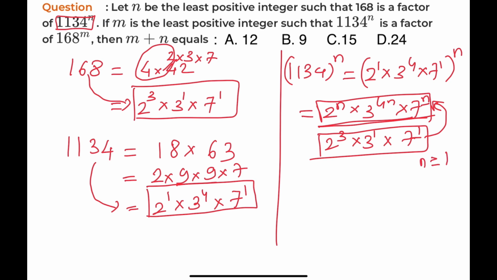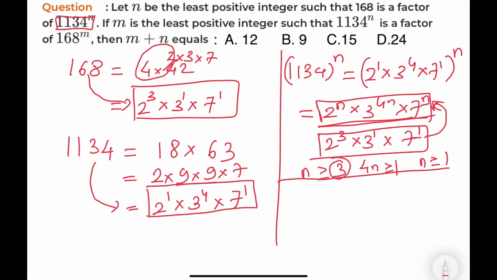Similarly, the power of 3 here in the numerator is 4n, and the denominator here is 3 raised to 1. So 4n should also be greater than or equal to 1. And similarly, if you compare the powers of the prime factor 2 in both the numerator and denominator, in the numerator the power of 2 is n, in the denominator it is 3. So n has to be greater than or equal to 3. So the least value of n which will fulfill all these three conditions will be n equal to 3. So from here, we get the value of n as simply equal to 3.